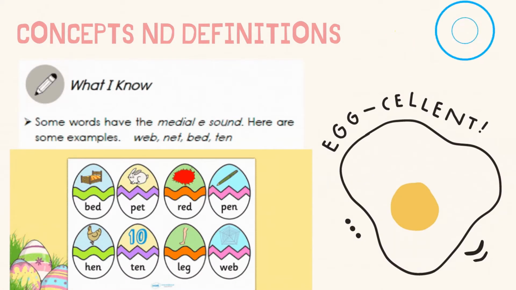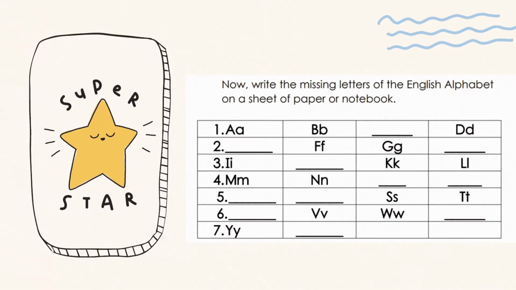And lastly, under What I Know, some words have the medial E sound. Here are some examples: web, net, bed, and ten. Other examples are pet, red, pen, hen, leg, and web. Now that we know the alphabets, on your notebook, copy this table and write the missing letters.